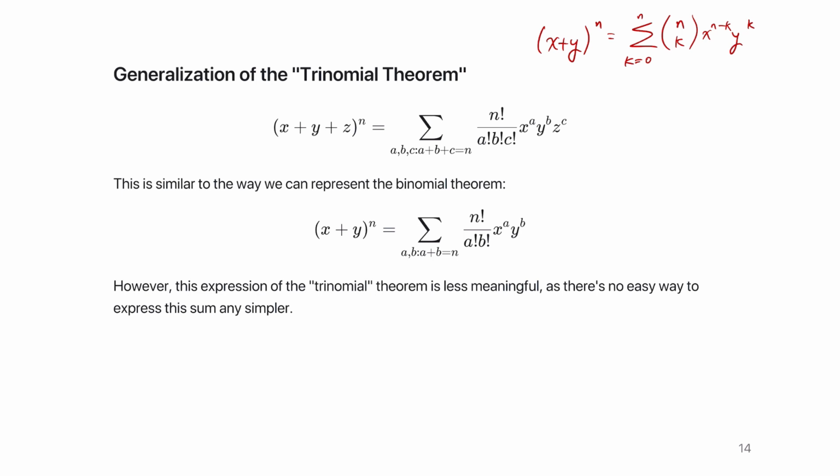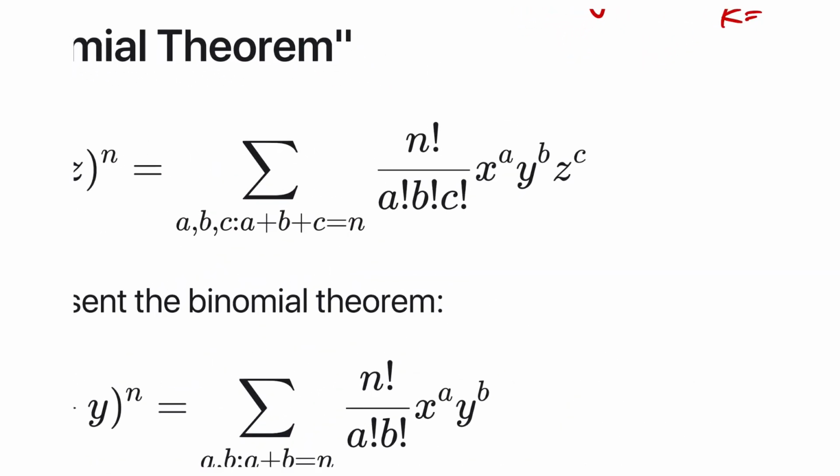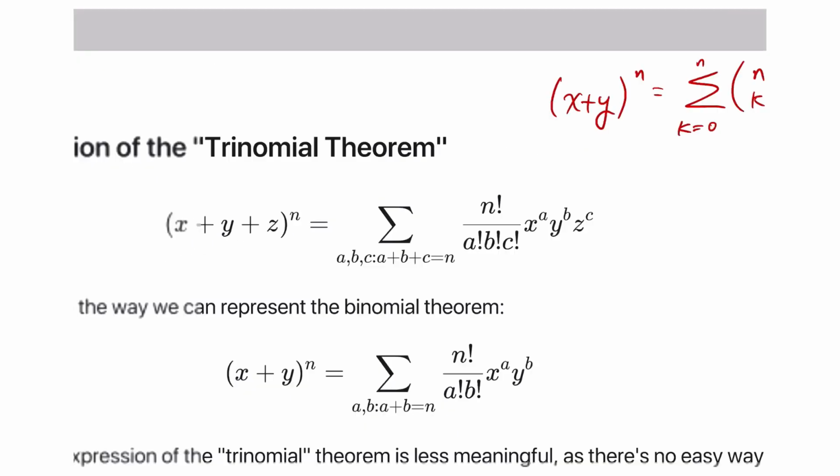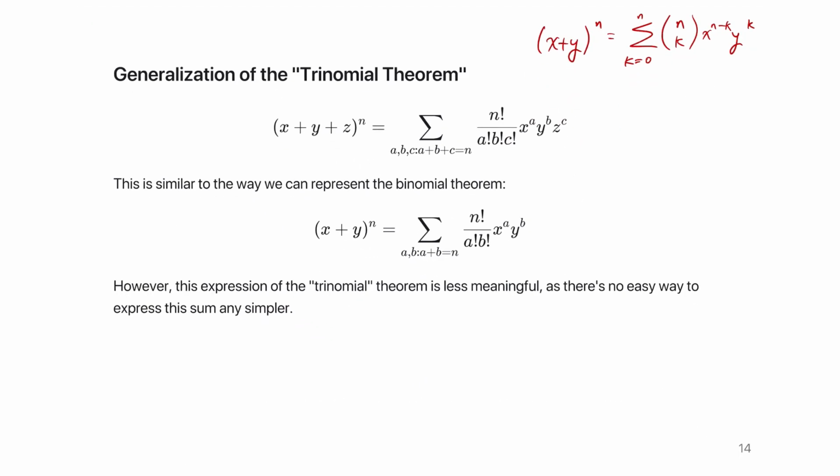How can we do that? Well, it's much more difficult to list out the ways to enumerate all the possible values of a, b, and c manually. So what you do is just use this shortcut and say, give me all triples of values a, b, and c such that a plus b plus c is n. And the trinomial expansion is just the sum of all such terms. So it's not that fulfilling, but technically it works.